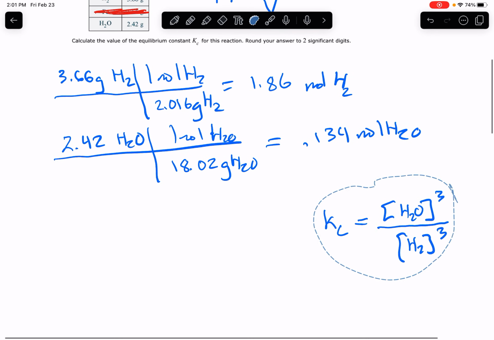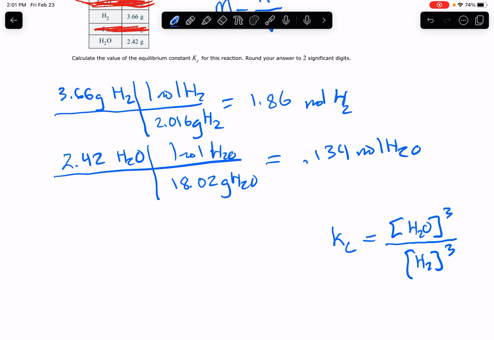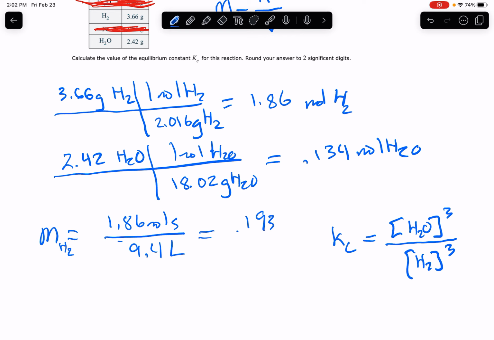And again, let's take a look at what they've given us. We now have our molarity for our H2, and I'm going to just write H2 down here. You do not need to do that. We're going to go 1.86 moles of our H2 all over our 9.4 liters. And when I do that, I'm going to end up with a molarity of 0.1932 molar.